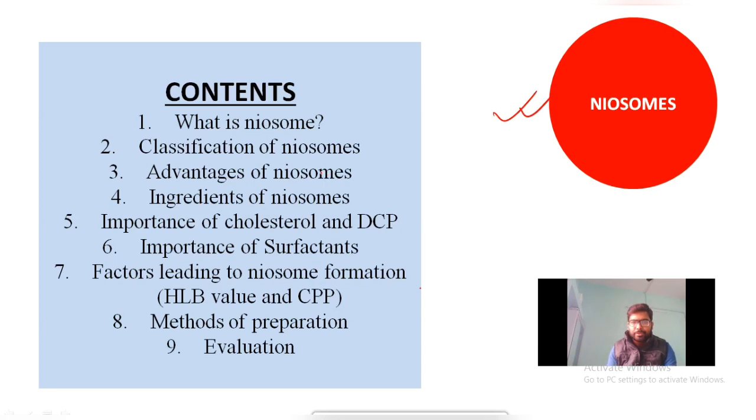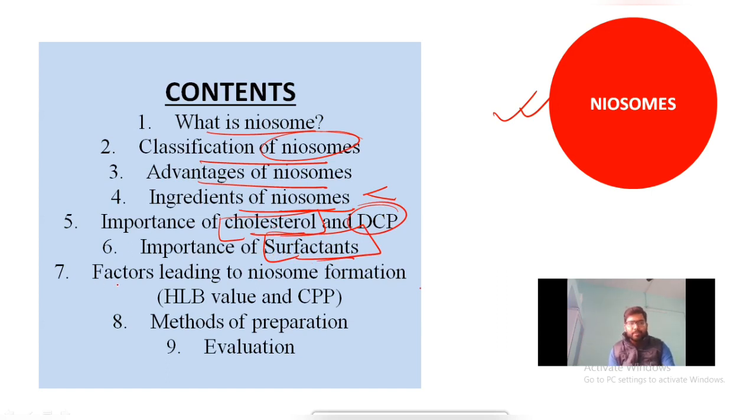So today I will discuss about Niosome. In this video we are going to discuss what is Niosome, classification of Niosomes, then advantages of Niosomes, then ingredients of Niosomes. In case of ingredients, we use different types of ingredients like cholesterol and surfactant, and we will discuss elaborately about the role of cholesterol and DCP, diacetyl phosphate, and surfactant on the formation of Niosomes. Then we will discuss about the factors leading to Niosome formation like HLB value, CPP, critical packing parameter.